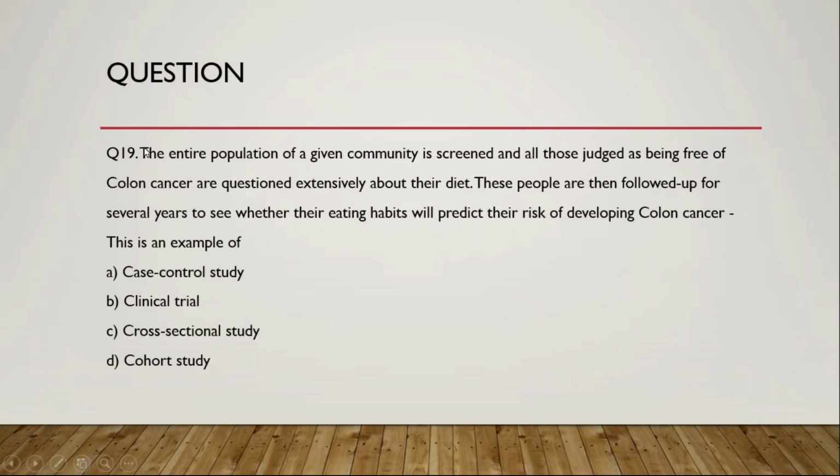Next question. The entire population of a given community is screened and all those judged as being free of colon cancer are questioned extensively about their diet. These people are then followed up for several years to see whether their eating habit will predict the risk of developing colon cancer. So this is an example of which type of study? Option A case control study, option B clinical trial, option C cross-sectional study, and option D cohort study. In this question, there is a hint. Cohort study. Yes. So, what is the hint?